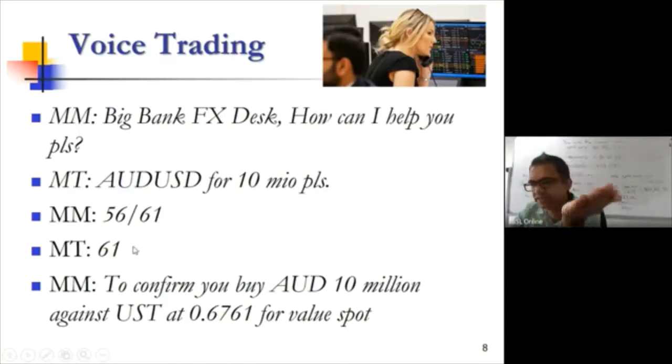Once this is heard by the market maker, he will confirm the trade. So to confirm, you buy Aussie 10 million against US, so this should be USD at 0.6761 for value spot. That's it. So this is the basic. Then even the market taker can confirm it and exchange the settlement instruction if necessary. So this is only one way.